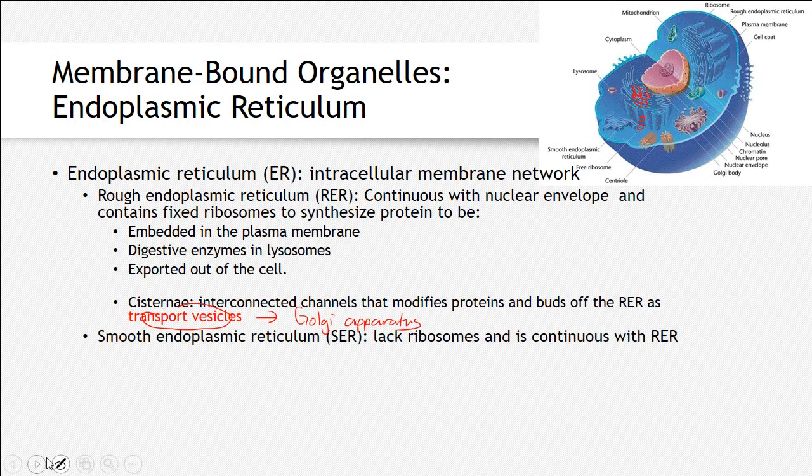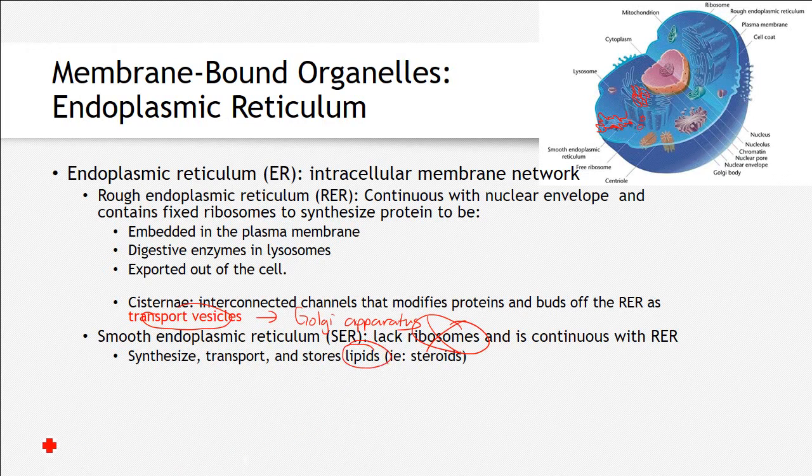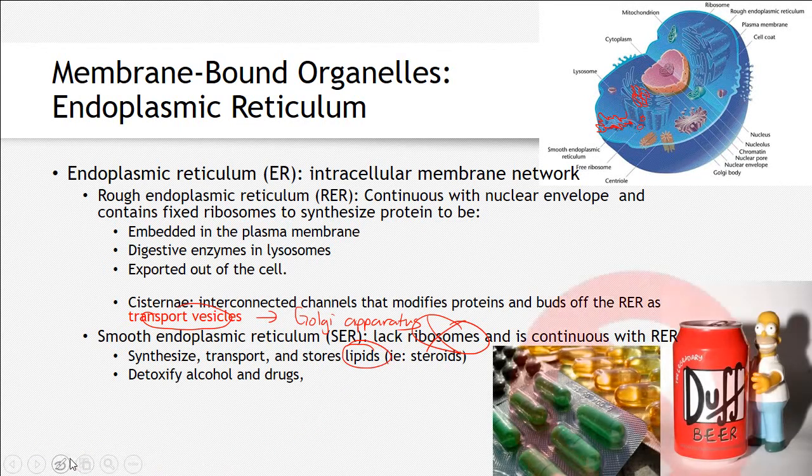Okay, smooth endoplasmic reticulum. It's smooth because it doesn't have ribosomes, okay? And because it doesn't have ribosomes, it cannot make proteins, since ribosomes make proteins. It is continuous with the rough ER, so over here, as we continue on, it becomes the smooth endoplasmic reticulum. And what it does instead, it makes lipids, like steroids.